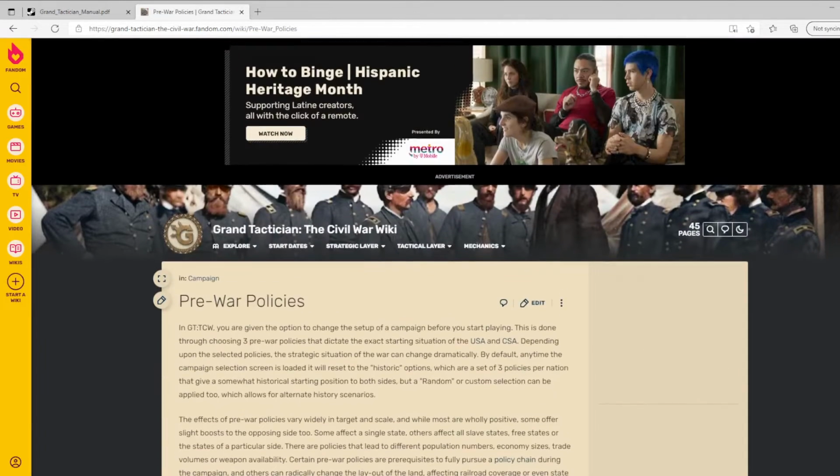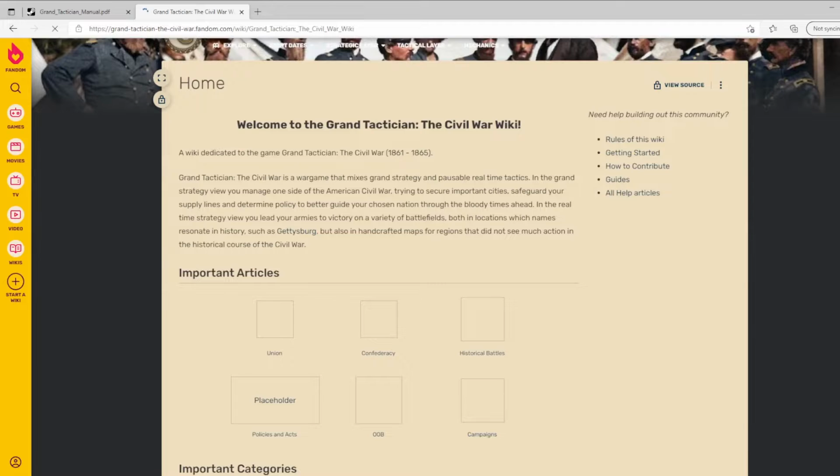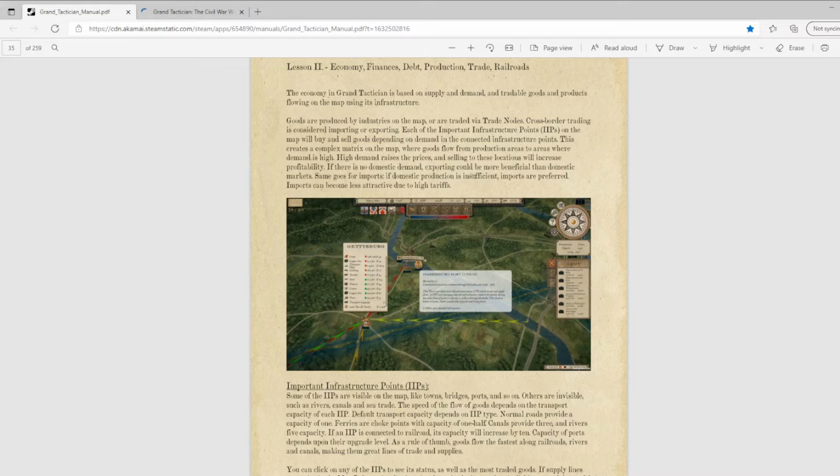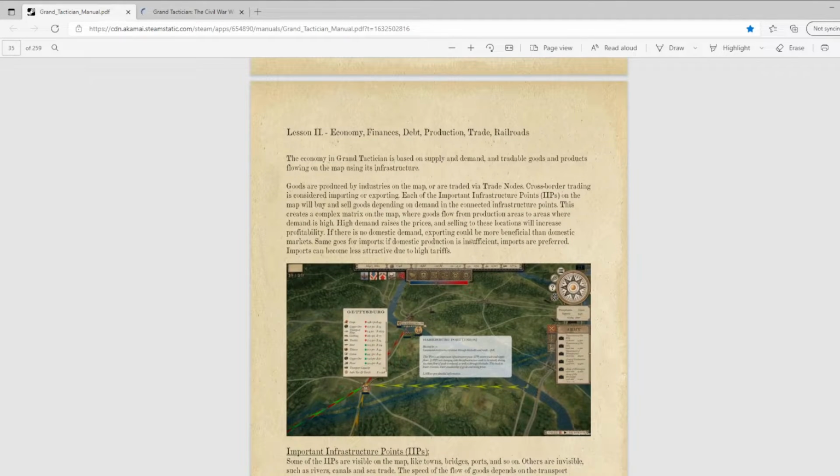So this is the fandom page. There's quite a bit here. I think if you are just starting off, work through this and use Grand Tactician's manual. Yeah, it's long, but it's got a lot of information. It starts here on page 35, and I think I'll give you the page numbers in the description. There's a lot in here.